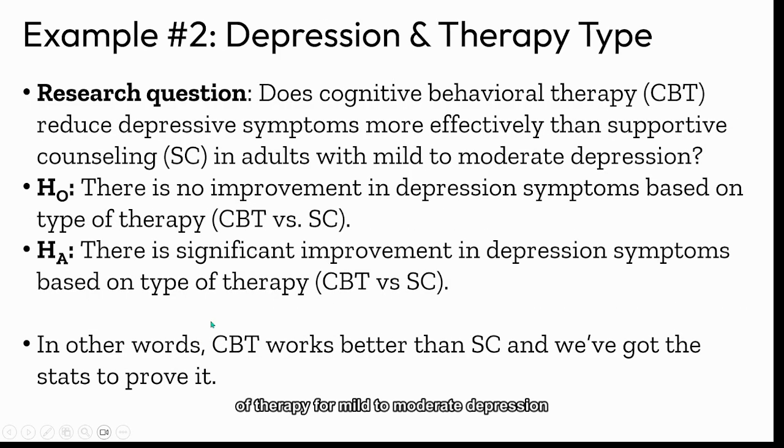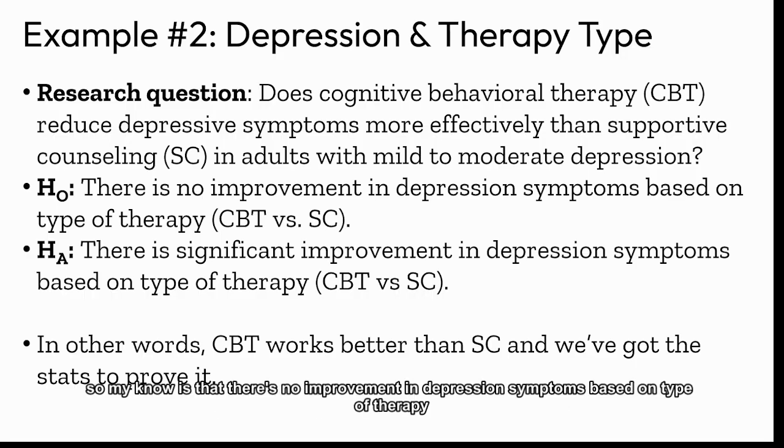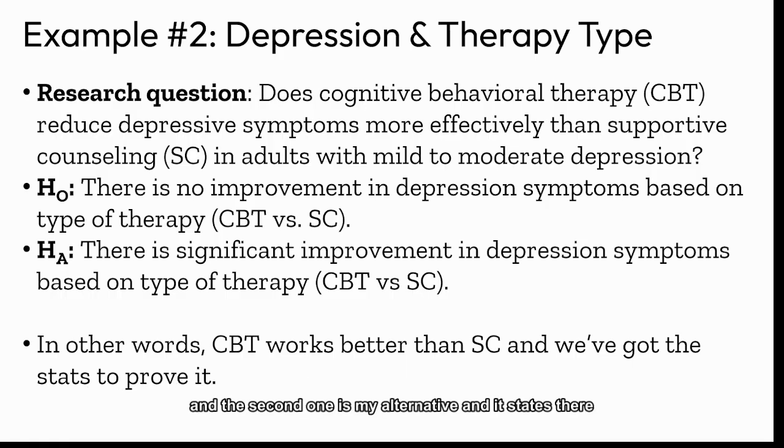The next example is depression and therapy type. So we're going to compare in this research question two types of therapy for mild to moderate depression. So we want to know, does CBT reduce depressive symptoms better than supportive counseling, SC, in adults with mild to moderate depression? So my null is that there's no improvement in depression symptoms based on type of therapy.